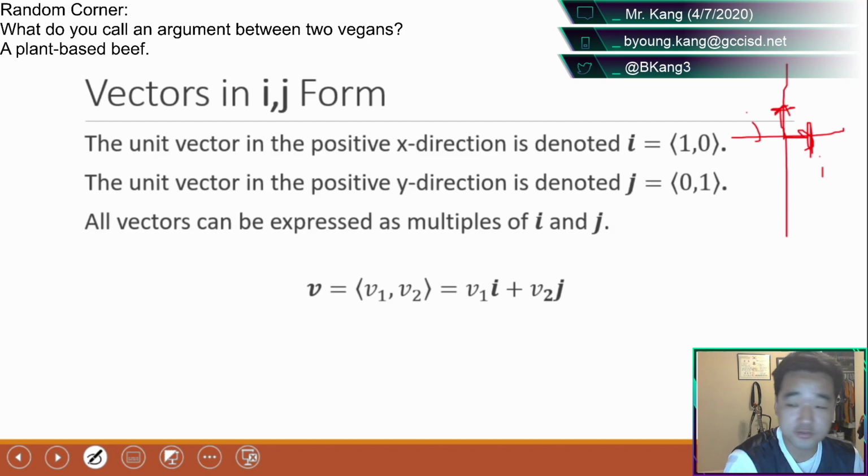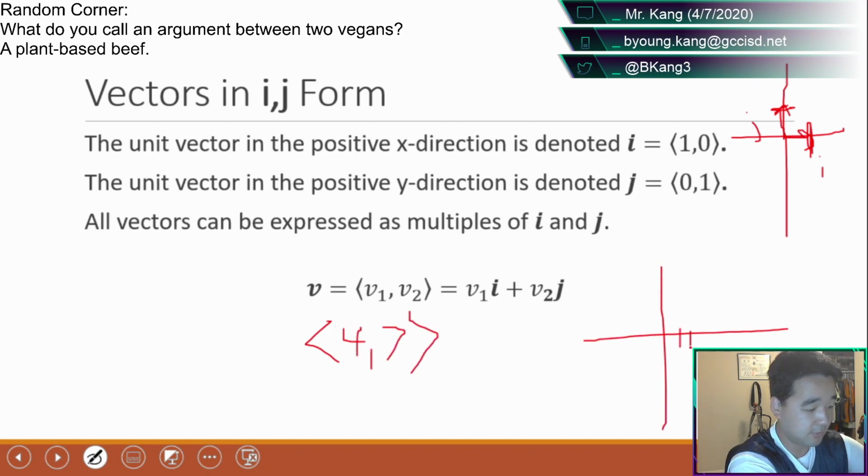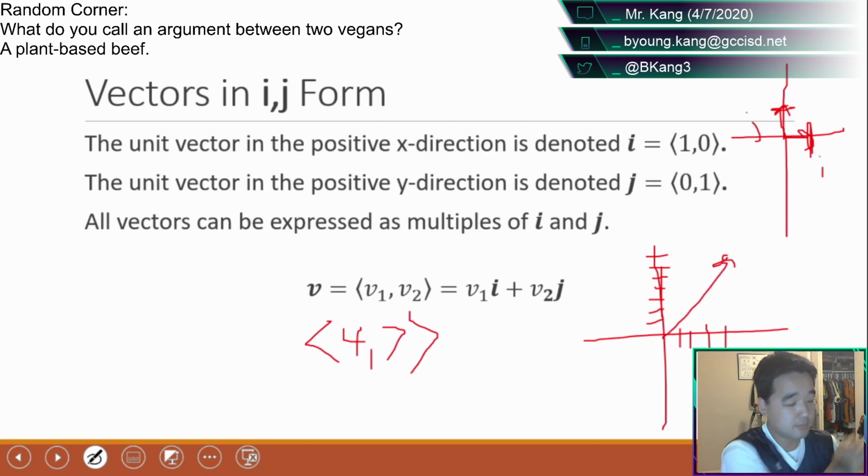So if you have a position vector, remember that phrase means that you're starting at (0, 0). You can actually break it up into multiples of the i vector plus multiples of the j vector. So if I tell you something is (4, 7), a picture of this would look like that. But another way of writing this would be 4i plus 7j.